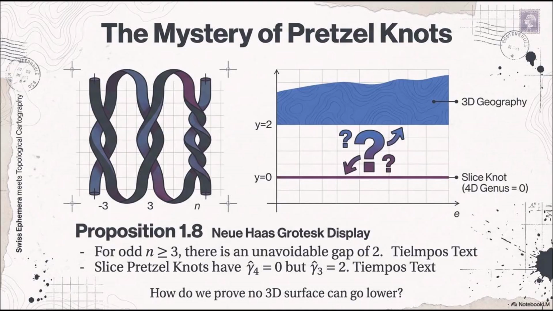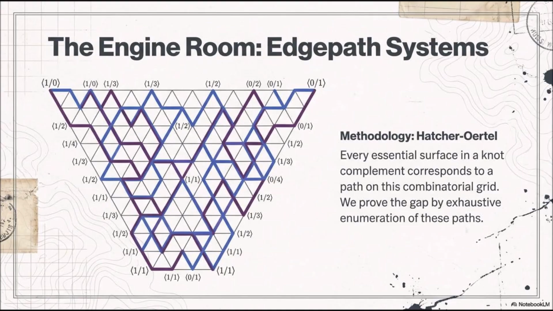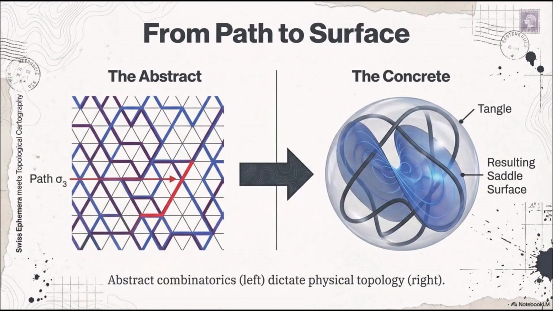Okay, so this is a very specific slice pretzel knot. And because it's slice, we know its 4D genus is simple. In fact, we know that the 4D Euler-normalized genus is 0. So the entire question is about the 3D version. Right. Is the 3D version also 0? If it is, there's no gap. If it's not 0, we have a gap.